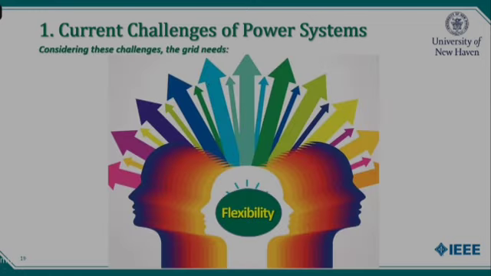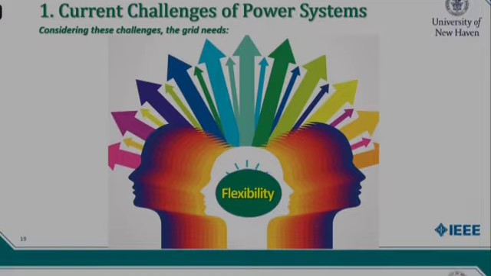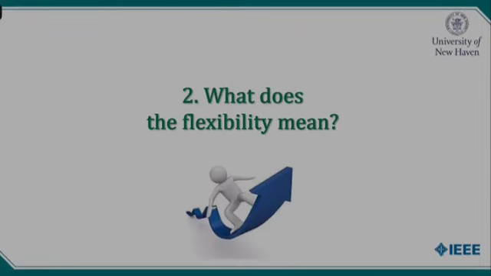Okay, considering these challenges, the grid needs flexibility. We need a power system on both sides, supply and demand side, which must be flexible. But the word flexible is not only a word whose definition you can find in a dictionary. We should have a good concept and present it from a technical point of view. Next slide, please. Okay, in section 2, we will discuss it. What does flexibility mean? Next slide, please.